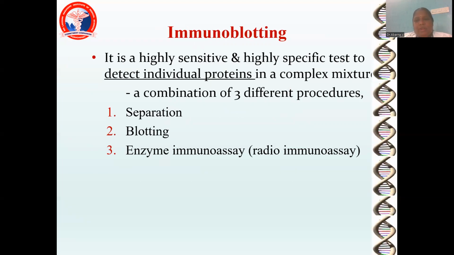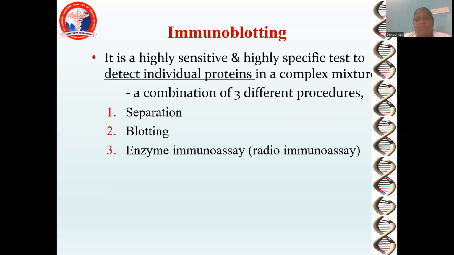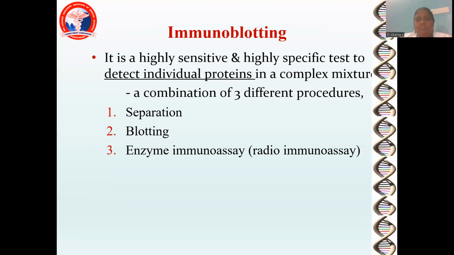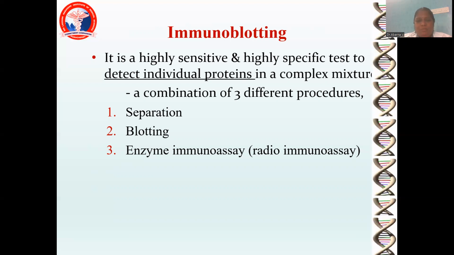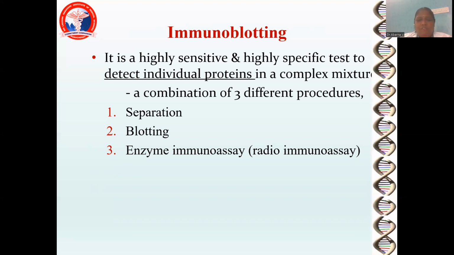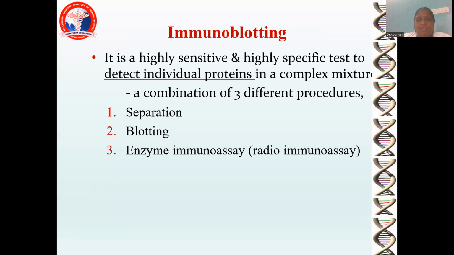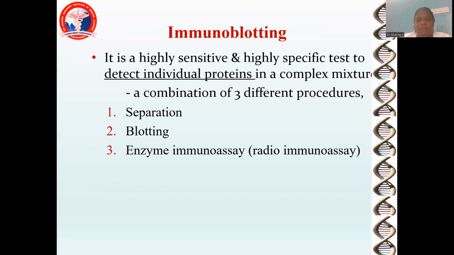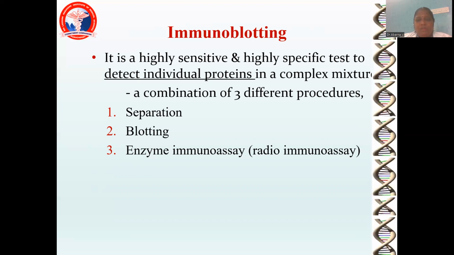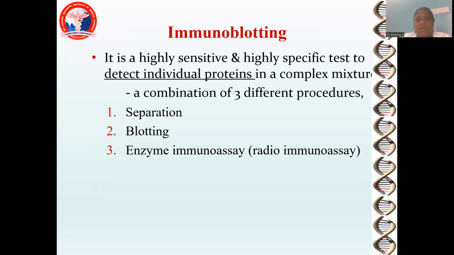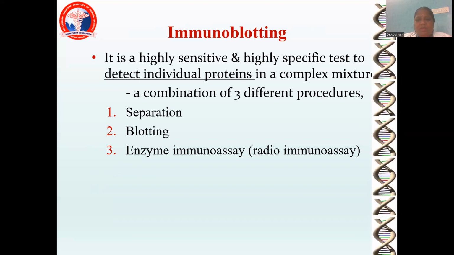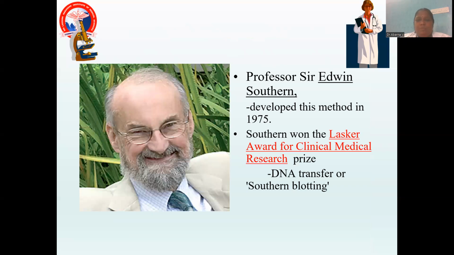So next is the blotting technique. Immunoblotting is a highly sensitive and highly specific test to detect individual proteins in a complex mixture. It's a combination of 3 different procedures. Initially, we have to separate the proteins and then do the blotting. Separation is done on the gel and blotting is done on the nitrocellulose membrane. After that, enzyme immunoassay or radioimmunoassay is done on the nitrocellulose membrane.